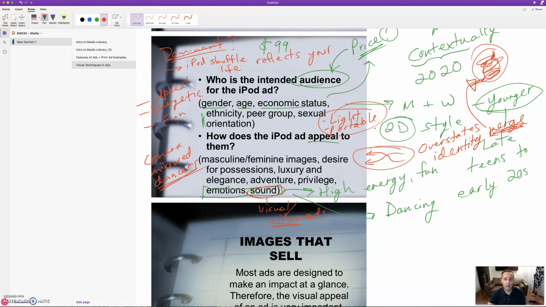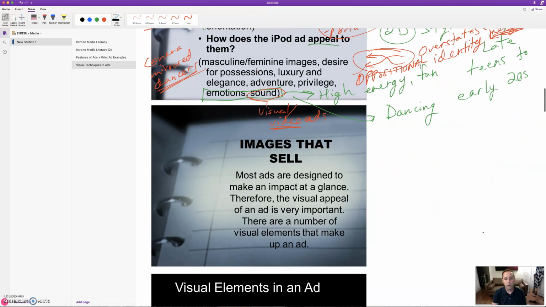So we could push back on that a little bit and maybe do an oppositional reading in that direction, that it overstates that identity merge. I don't want to become an Apple product. No thanks. All right, let's move on.